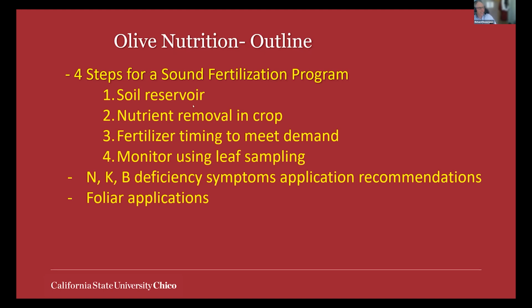We'll talk a little bit about the soil reservoir, nutrient removal in the crop, and I'll show you a website where you can get that. Fertilizer timing to meet the demand for olive, monitoring techniques using leaf sampling and the importance of that. Then I'll focus on the 3 big nutrients that we apply in California: nitrogen, potassium, boron, and their deficiency symptoms and how to rectify that. And then briefly, if I have time, talk a little bit about foliar applications. So that's where we're going today.